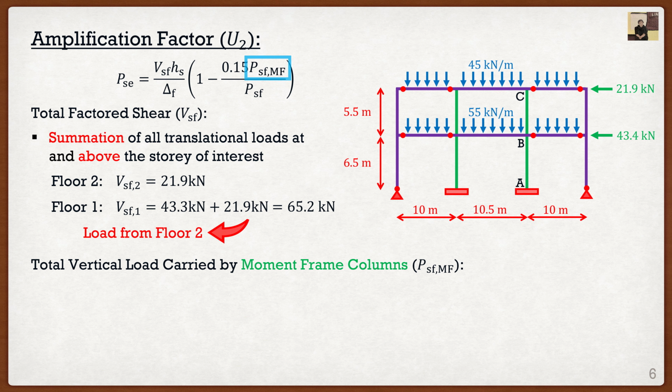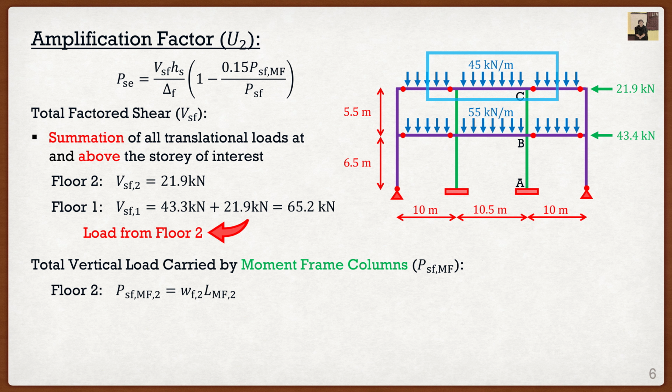So if we look at our figure here, notice that for the moment frame columns, I highlighted them in green. And this is why when we're calculating PSF-MF, it's very important to know which of these columns are moment resisting frame columns. So all we are going to do is the same process as PSF, but we're only going to take on the load carried by these particular columns. So if we look at floor number 2, based on tributary area, we know that these columns are only going to carry the load in this area. Again, it comes directly from tributary area.